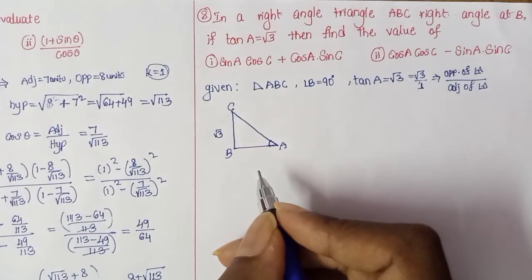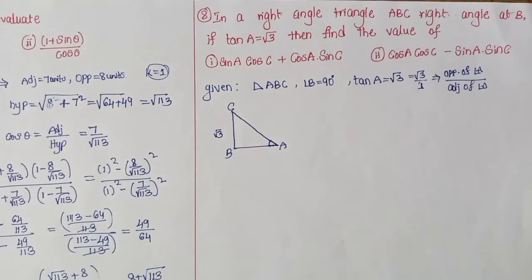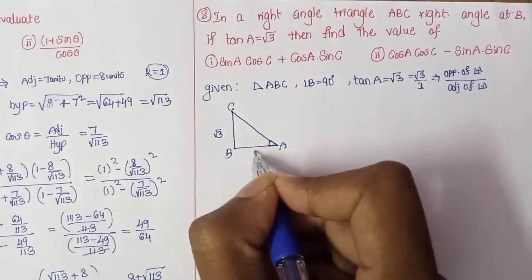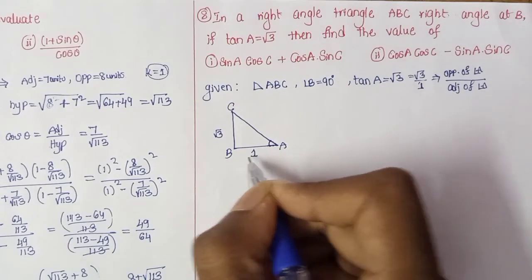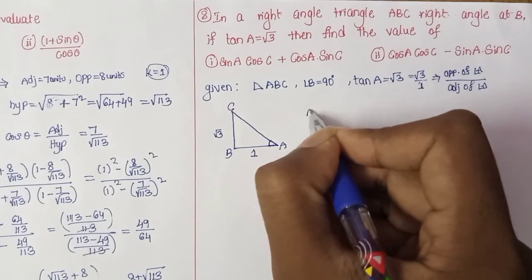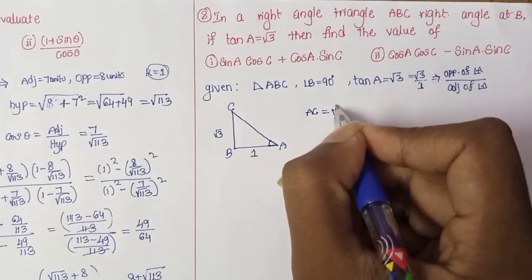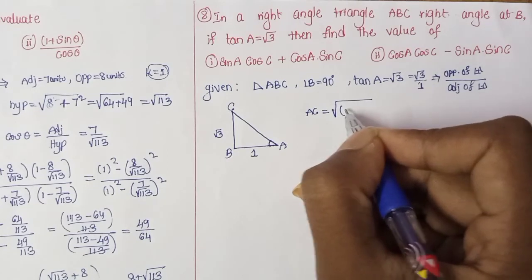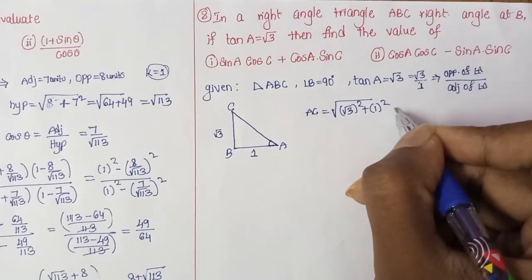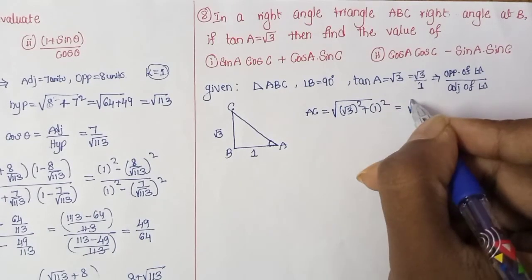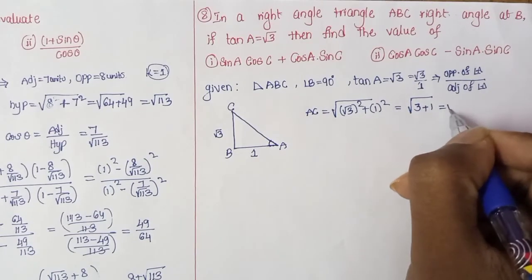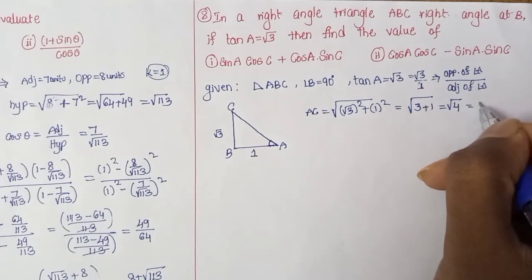So here we assume k is equal to 1, so this is root 3. If you didn't understand k is equal to 1, you check the previous video, I explained there. And here the adjacent side of angle A is what? 1. So this is the adjacent side, this is 1. This side we can calculate by using the Pythagoras theorem. From the Pythagoras theorem, AC is equal to the square root of root 3 square plus 1 square. Root 3 square is 3, 1 square is 1, which is equal to root 4, which is equal to 2.